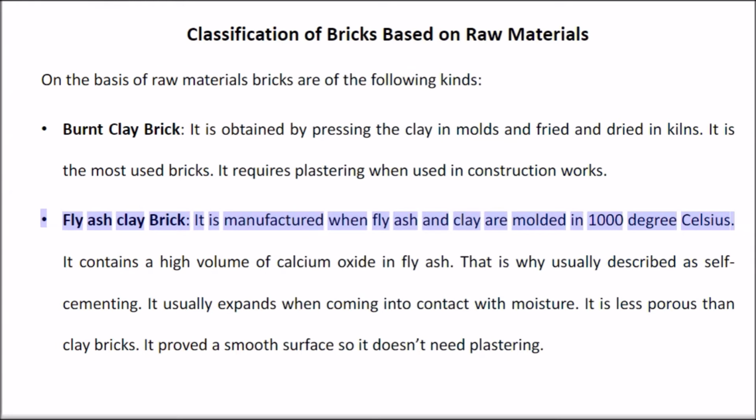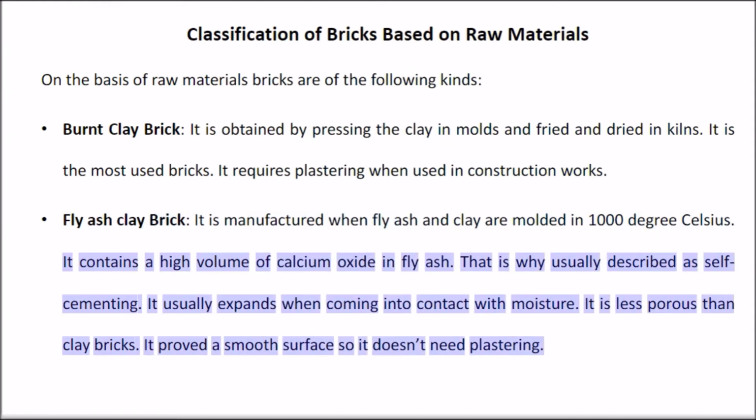Fly ash clay brick. It is manufactured when fly ash and clay are molded at 1000 degrees Celsius. It contains a high volume of calcium oxide from the fly ash, which is why it is usually described as self-cementing. It usually expands when coming into contact with moisture. It is less porous than clay bricks. It provides a smooth surface, so it doesn't need plastering.